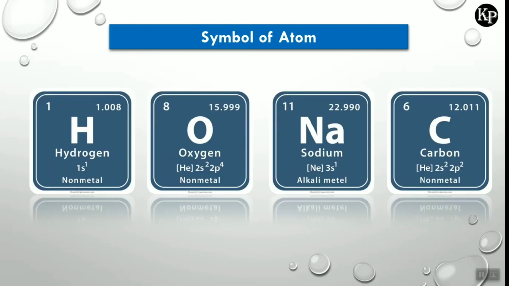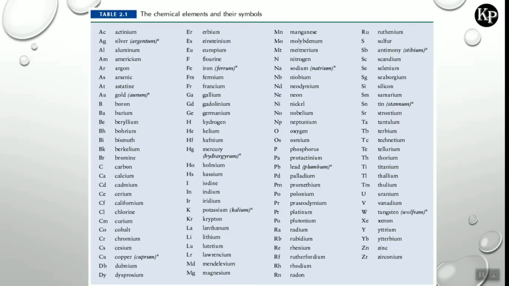So these are some examples of the symbols of the atom. You can see the different atoms, different elements, along with their symbols.